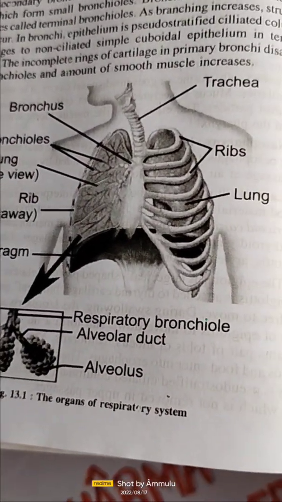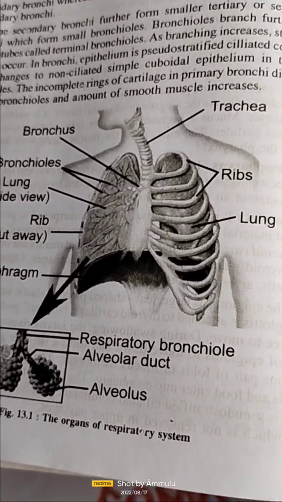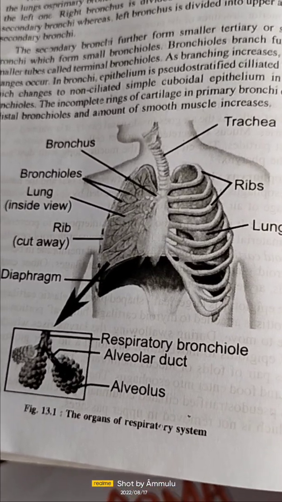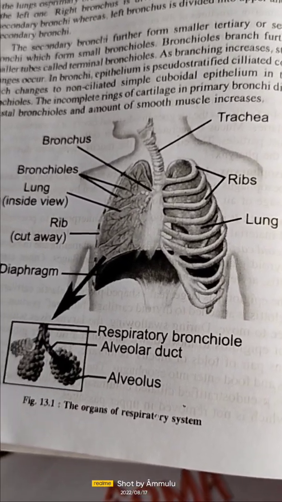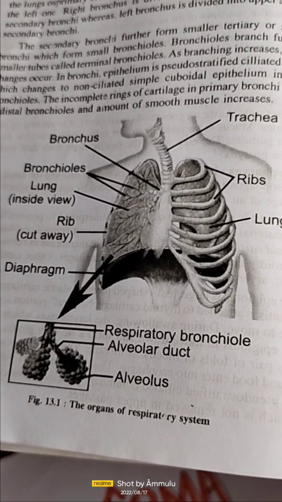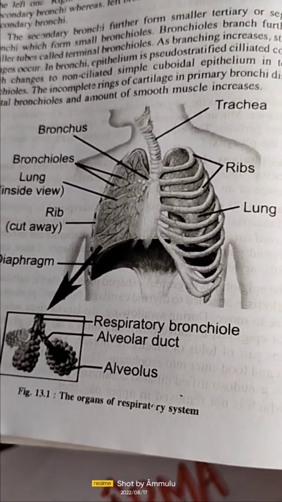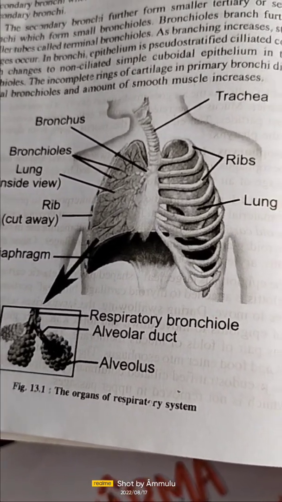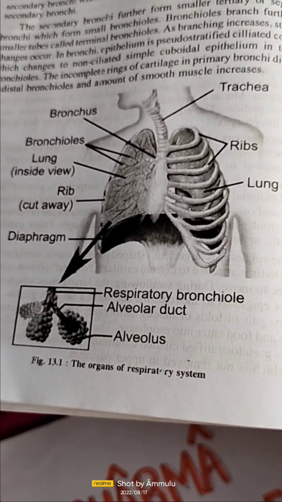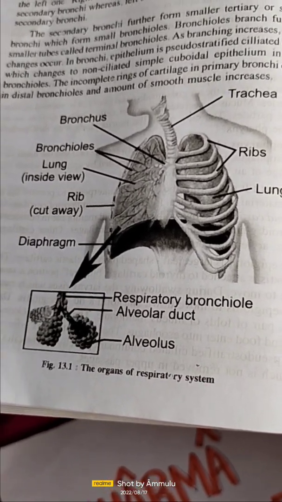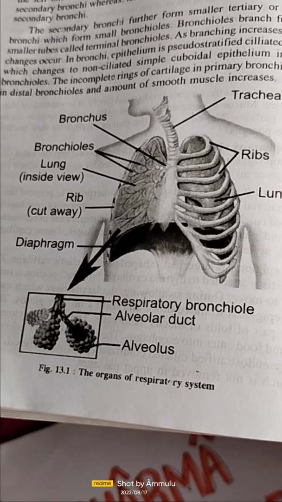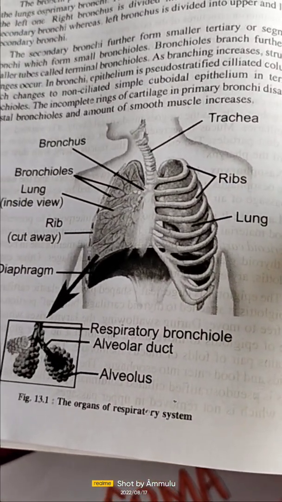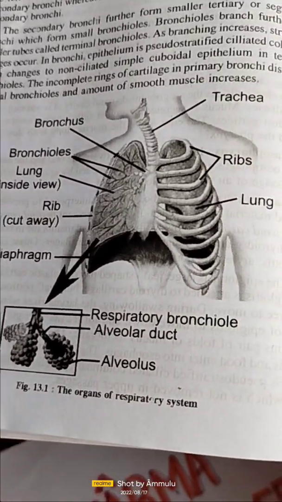The organs of the respiratory system include the trachea, bronchus, ribs, bronchioles, lungs, rib cage, the left lung and right lung, and finally the diaphragm. The lungs contain respiratory bronchioles, alveolar ducts and alveoli. This is about the respiratory system, its organs and their function.